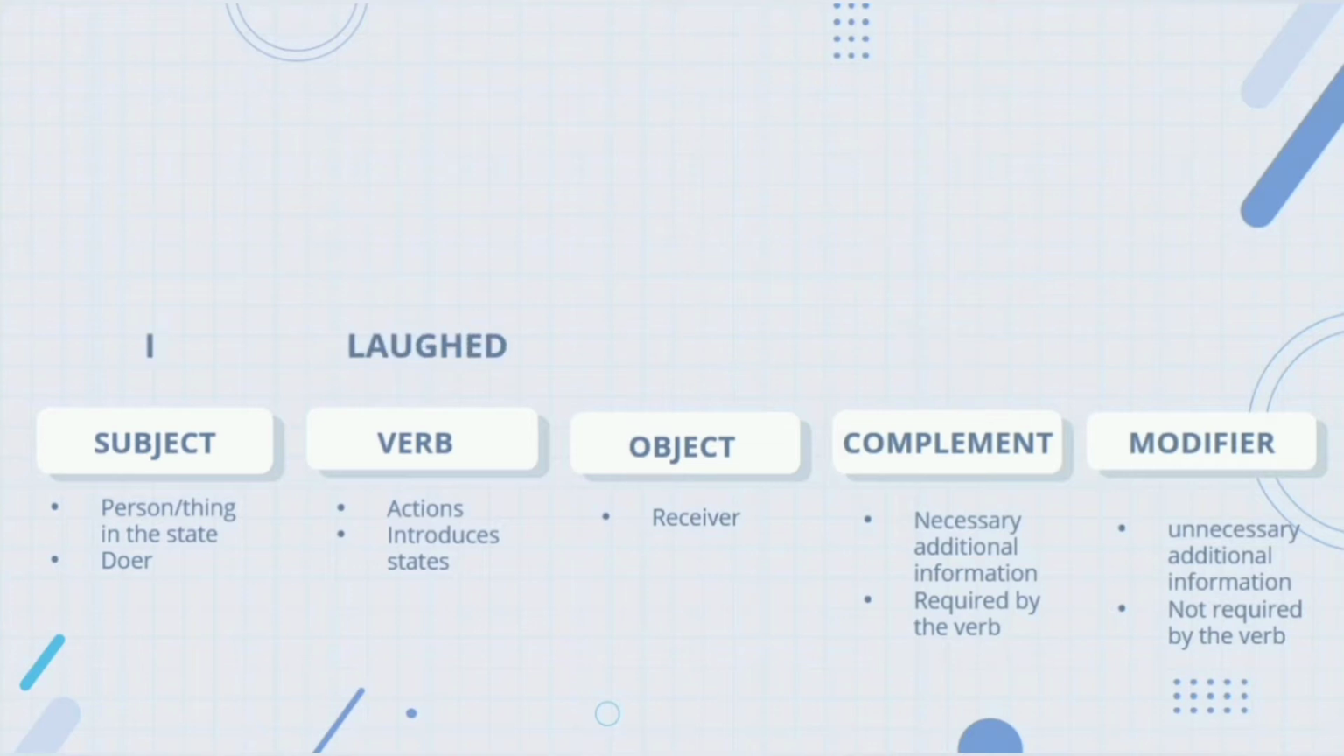Next, the subject is the actor of an action, or the person or thing that is in a certain circumstance. For example, in the sentence I laughed, the word I is the subject because it is the perpetrator of the laugh act. Here is another example, in the sentence I am hungry, the word I is the subject in a hungry state.